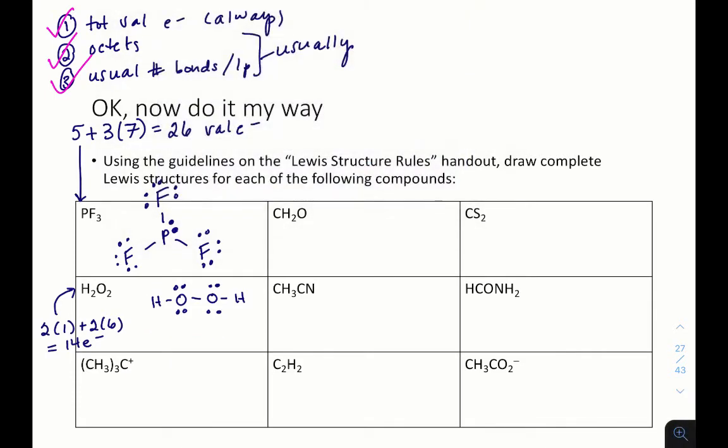Let's try formaldehyde, CH2O. 4 valence electrons from carbon, 1 from each hydrogen, 6 from oxygen, again using those group numbers. 12 total electrons will appear in this structure. Now, what should be the central atom? Should it be carbon or oxygen? It should be carbon. Now, I'll go ahead and draw the wrong arrangement of atoms first.